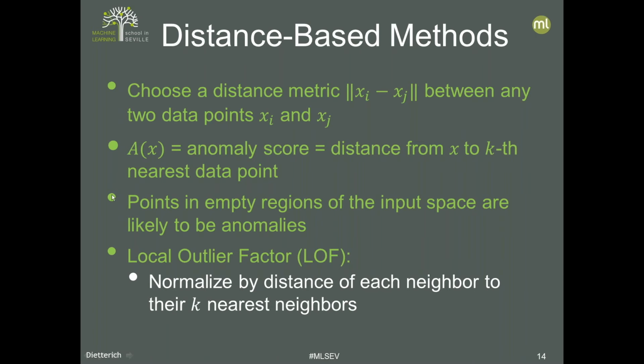And so this follows the intuition that points out in empty regions of the input space are very likely to be anomalies. And there's an improvement on this simple idea called the local outlier factor, or LOF, and that normalizes the distance to our nearest neighbors by their distances to their nearest neighbors. So sort of a recursive idea. So if you're in an area where things are denser, you don't have to be as far away to be considered an outlier.